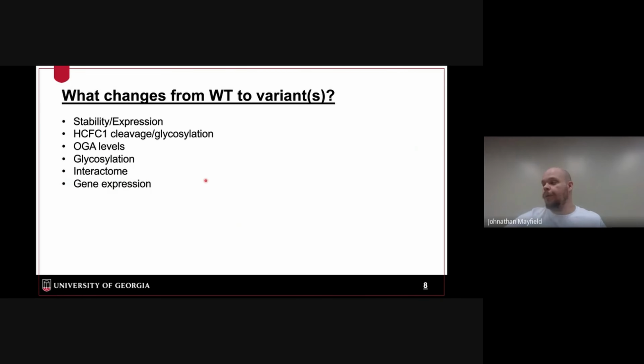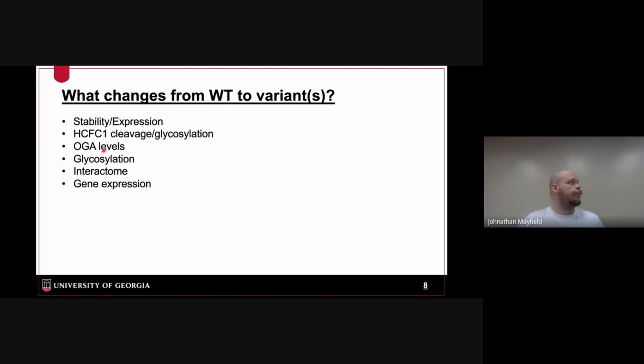All right, so now I want to get into what is different between our wild type enzyme, our protein, and the variant protein. The big categories that I have here are stability and expression. So how stable is that protein? Does it unfold quickly? And then in that same vein, expression. Do we see a lower level of that protein compared to our wild type? Then that protein I mentioned earlier, HCFC1, so looking at the activity towards that protein.